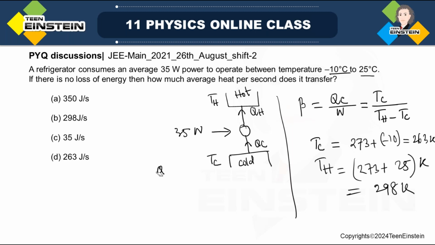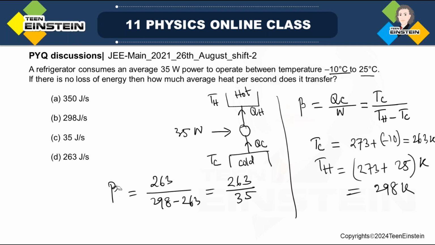Now, if we put these values here, what is the value of beta we will get? Beta is 263 divided by 298 minus 263. So this is 263 divided by 35. So beta we have got. So we have to actually find out how much heat, that means this QC we have to find out.